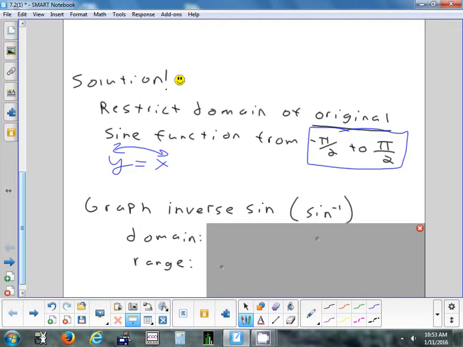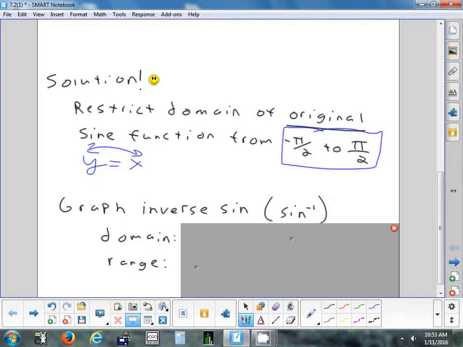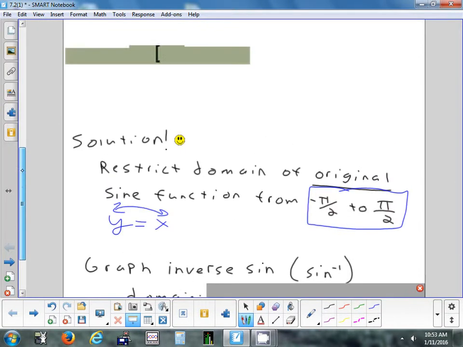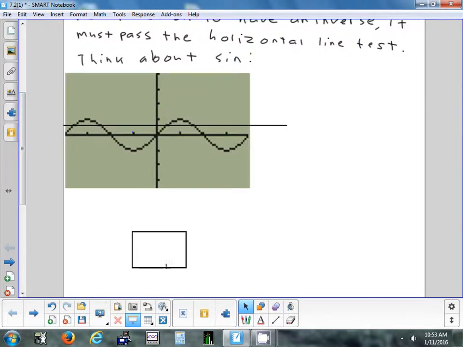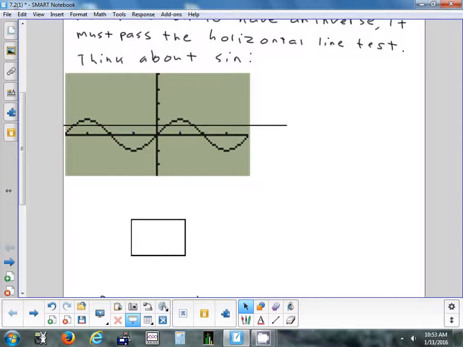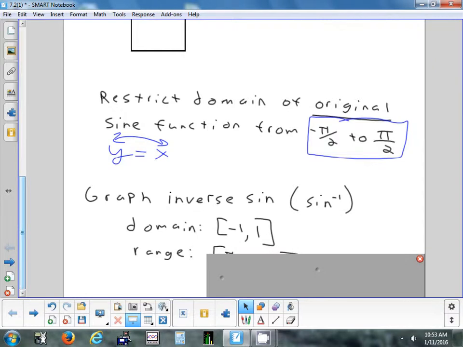So if you know the domain and range of the original, flip them, and that's the domain and range of the inverse. Right, so let's go back up and look at our original. What's the highest and the lowest that sine goes? 1 and negative 1. And is that my range or my domain? In the original, that's the range. In the inverse, that becomes the domain. So in the original, the range is negative 1 to 1. In the inverse, that becomes the domain.